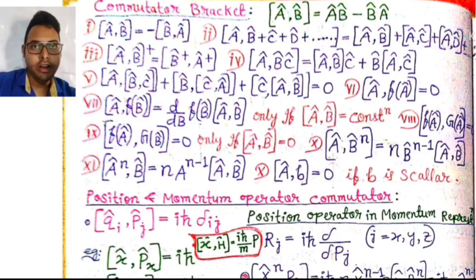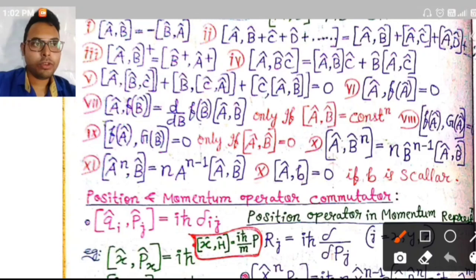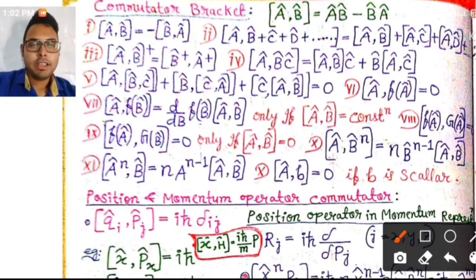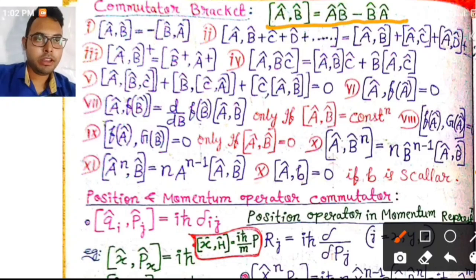Let's start. I am just continuing from the last video. In today's lecture I am first going to discuss the commutator bracket. So what is the commutator bracket? The commutator bracket provides a very important mathematical framework for understanding quantum mechanics. There are two operators, A cap and B cap. Commutator means AB minus BA, anti-commutator means AB plus BA.